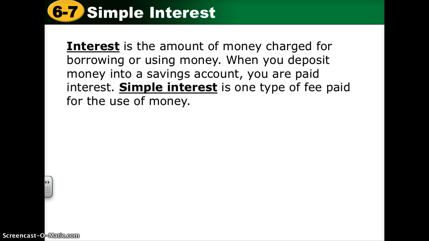Interest alone is the amount of money charged for borrowing or using money. When you deposit money into a savings account, you are paid interest. Simple interest is one type of fee paid for the use of money. So interest is a more general term. Simple interest is a specific kind of interest paid.